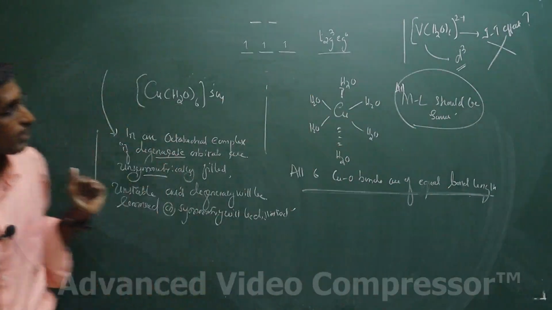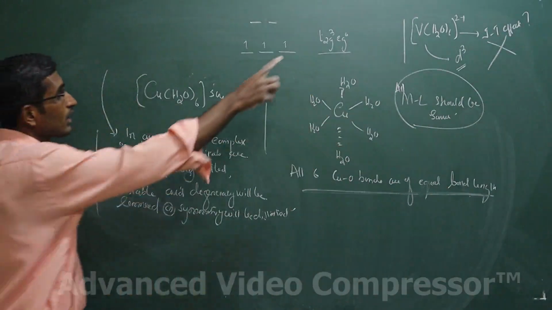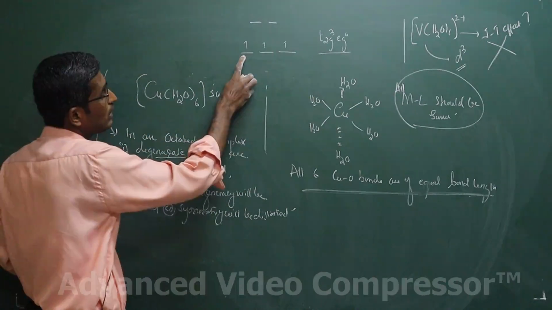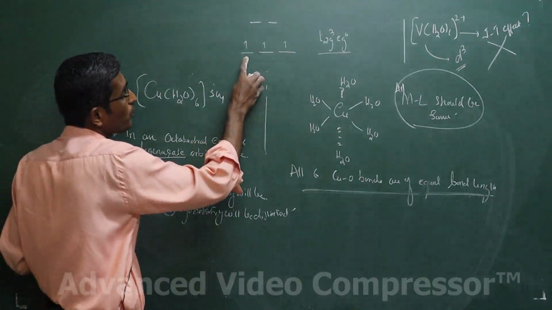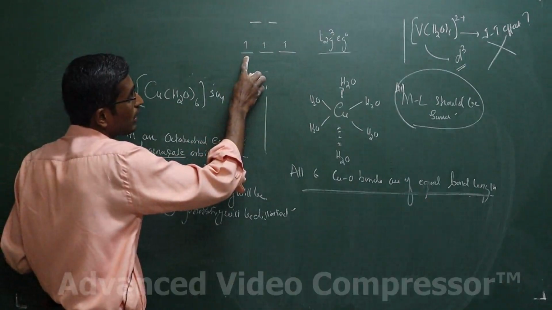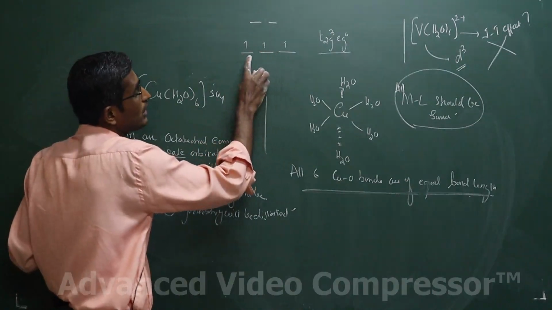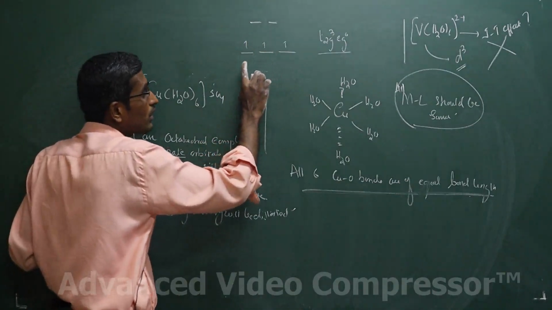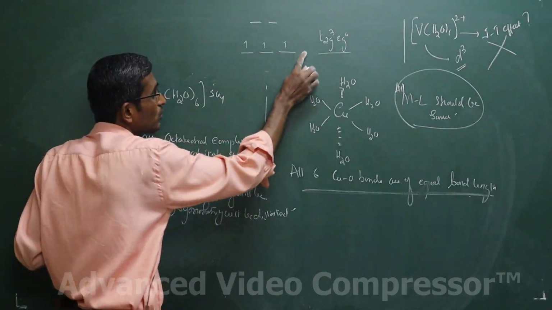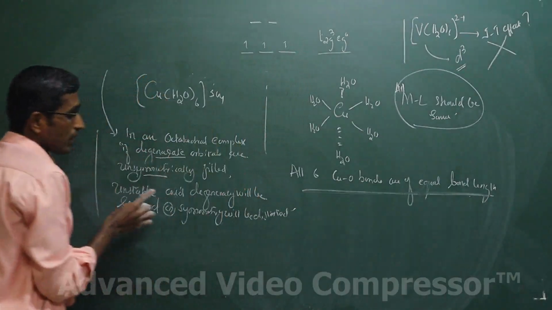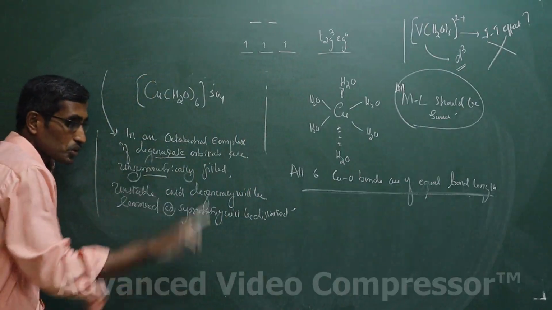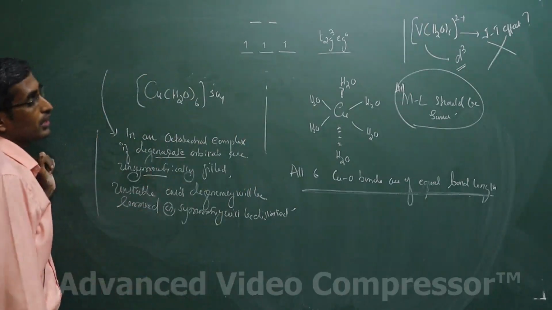Why? Take a look here. The 3 electrons have to be filled in the lower energy level. The lower energy level is the t2g orbitals. You have 3 t2g orbitals, each orbital taking 1 electron. That means there is a symmetrical filling of the lower energy orbitals. If there is symmetrical filling, there is no question of the Jahn-Teller effect.